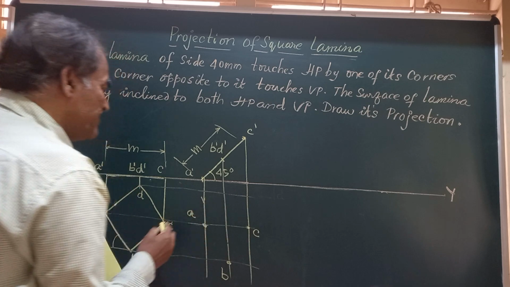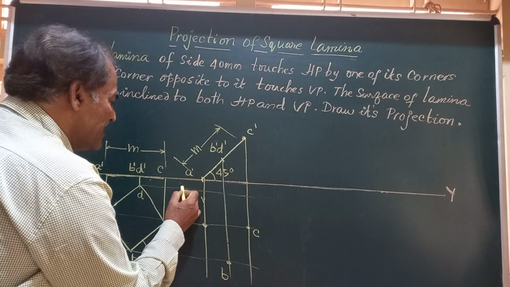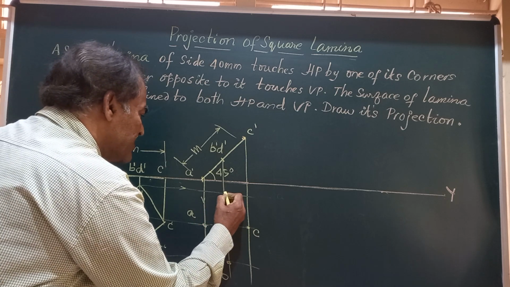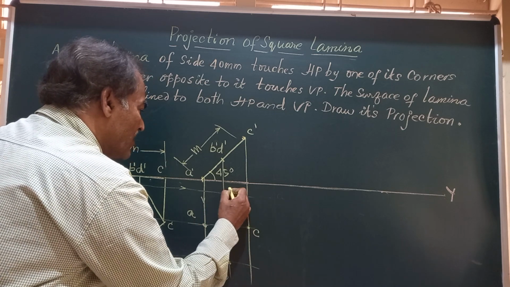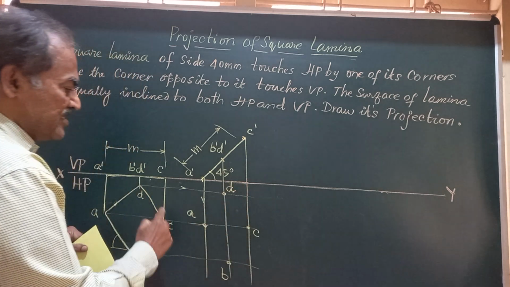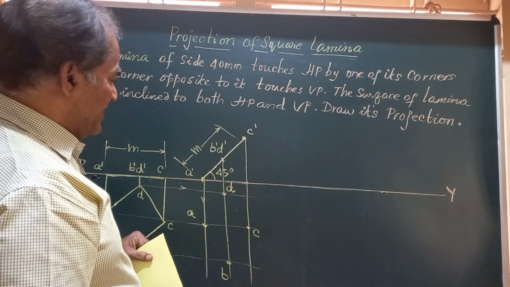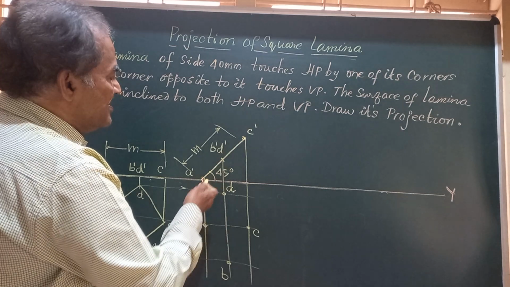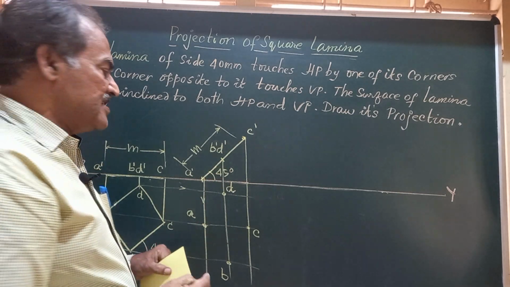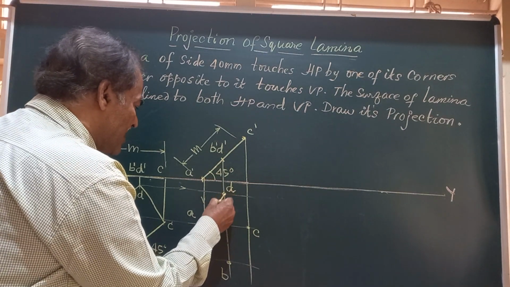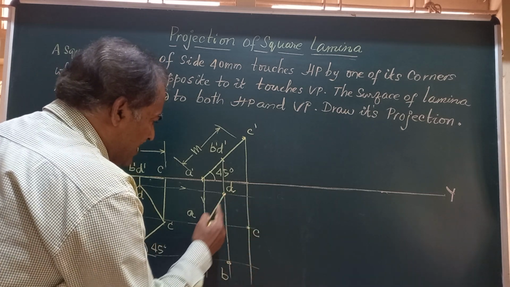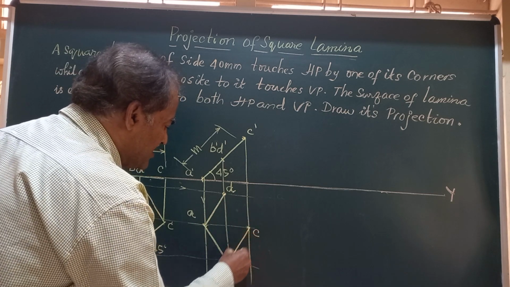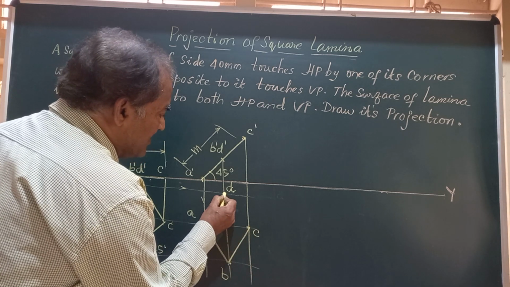So the point of intersection of the horizontal line drawn from D and the vertical line drawn from D dash will give you this point D. Friends, these A, B, C, D will represent the four corners of the square lamina when the surface is inclined at an angle of 45 degrees to HP. So let us join all these. I will join A to D, A to B, C to B, and C to D.